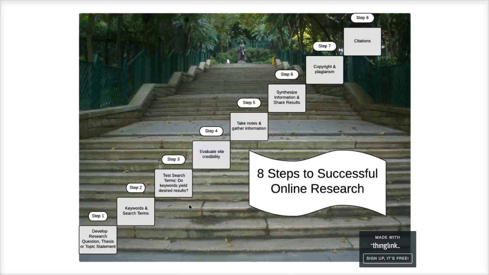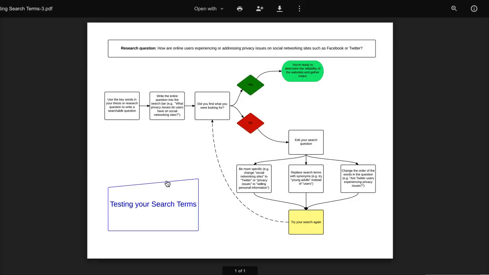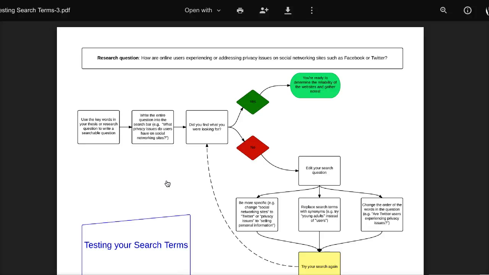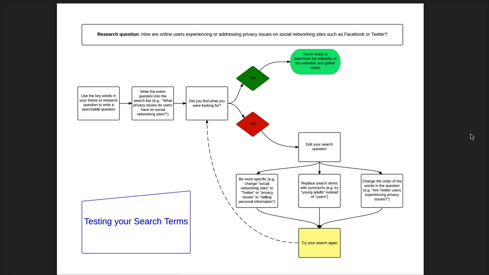Step 3 is to test the search terms to see if they yield results related to your topic and revise as needed. Testing search terms is a process that often requires constant revision in order to garner desired results. For this reason, a flowchart was linked to this step in order to show the process of writing search terms, testing, editing, and retesting until the desired information is gathered.